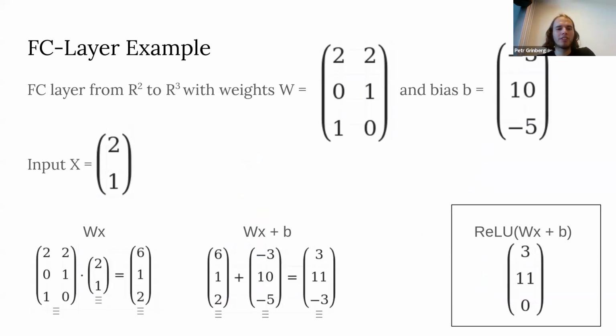Let's have one example. I edited it at night because you suggested I get more examples. Imagine you have an FC layer which converts input from R2 to R3. And here are your weights, here is your bias, and here is your input. You calculate Wx, a matrix-vector multiplication. Then you sum the result with the bias, like this. And imagine your activation function is ReLU. So ReLU of this will be 3, 11, 0, because 3 is greater than 0, so we keep it. 11 is greater than 0, so we keep it. -3 is negative, so we have a 0 instead of -3. Okay?